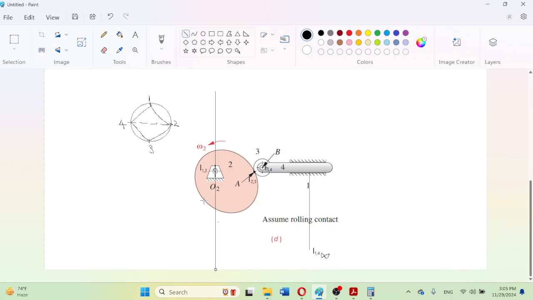Instant center I1,4 will be located on the line of instant center I1,2. So I1,2 is here, and I1,4 will be located here at infinity. So using the other trio, instant center I2,3 is this point, and instant center I3,4 is this point. So just draw a line connecting these 2 points like this. As we can observe here, an intersection is taking place, so that means this is actually the instant center.